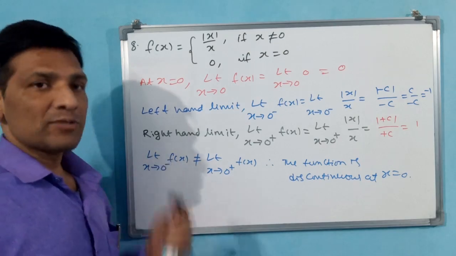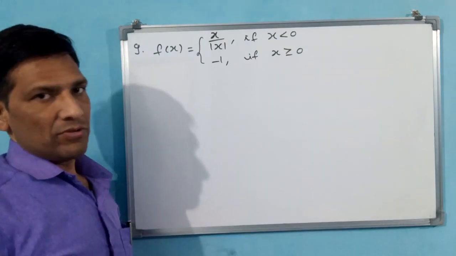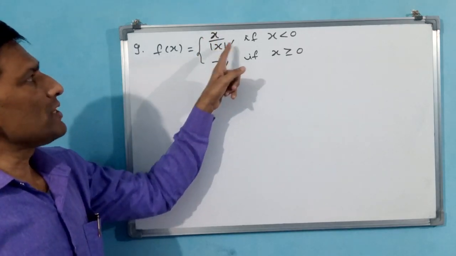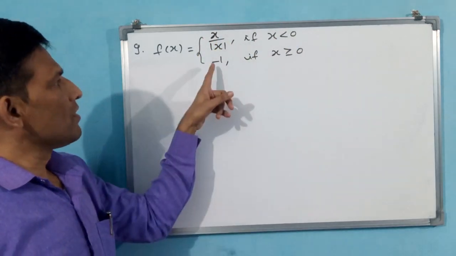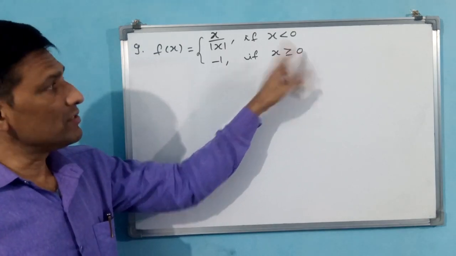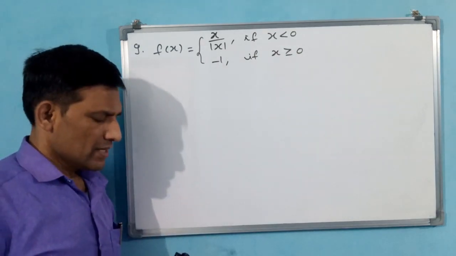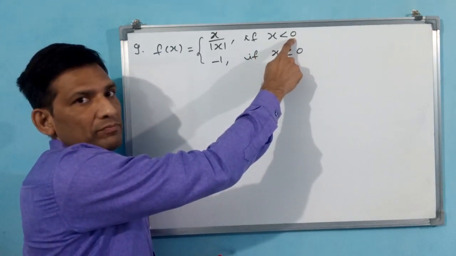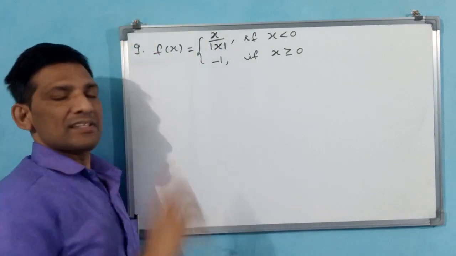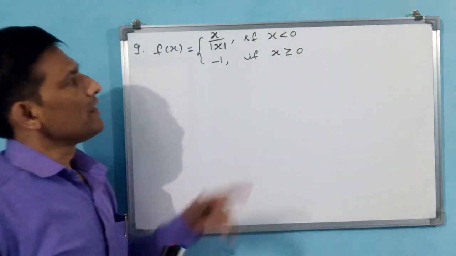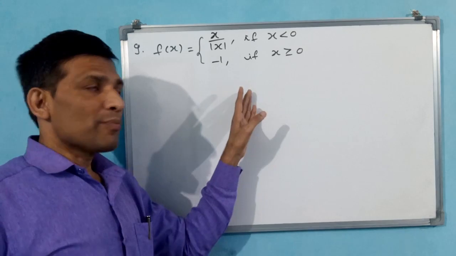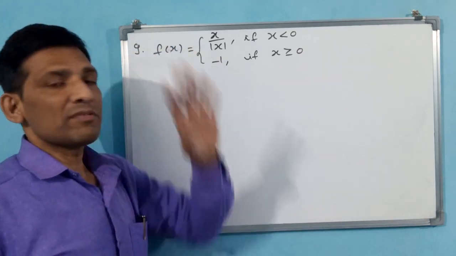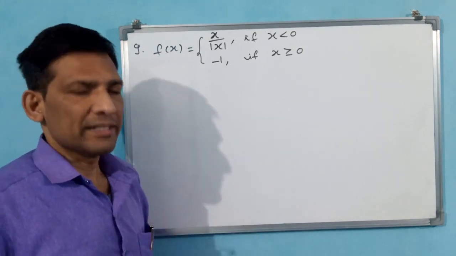Okay, let us go for 9th question. See the 9th question. f of x is x by modulus x if x is less than 0, minus 1 if x is greater than or equal to 0. Okay. Here also you tell me from minus infinity to 0 minus, this is the same function, continuous function. Equal to 0 and above up to infinity, that means closed bracket 0 and infinity, minus 1 is the function. Scalar function or like constant function.